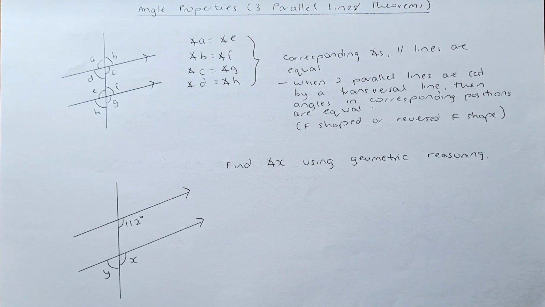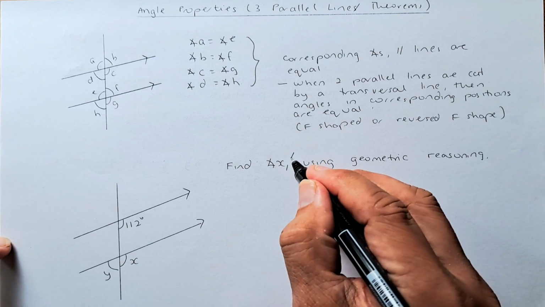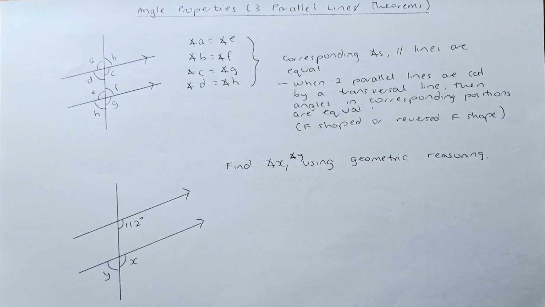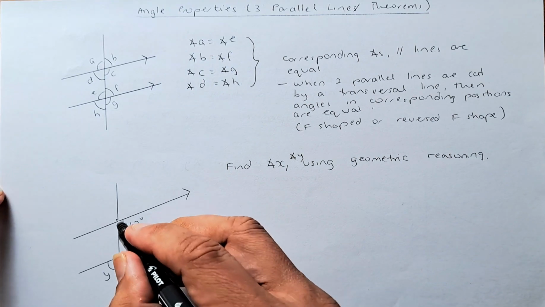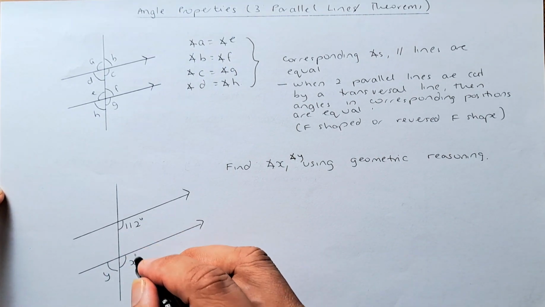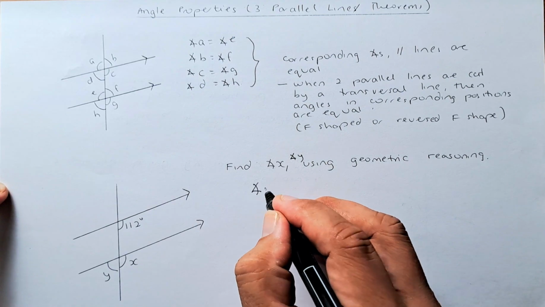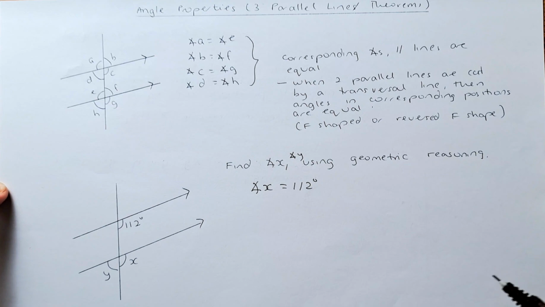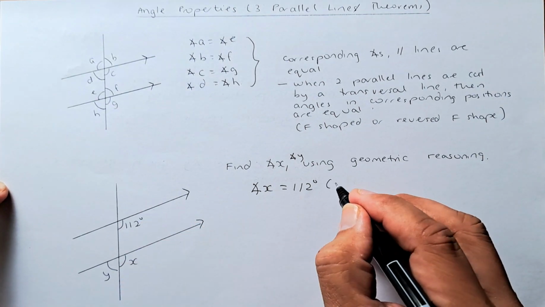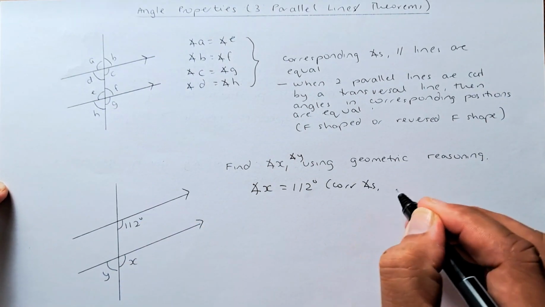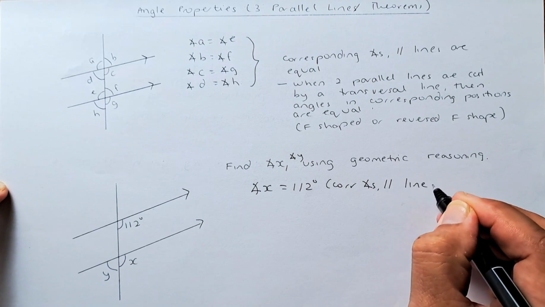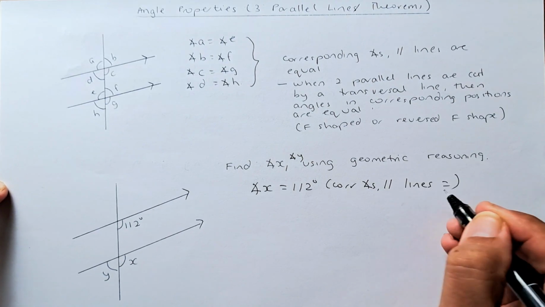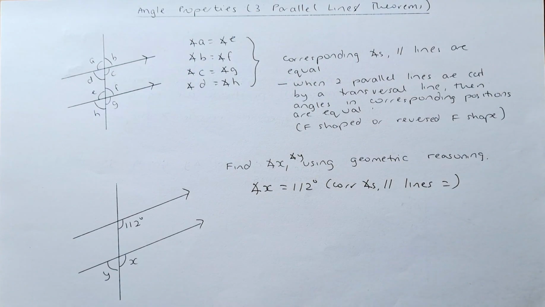We are going to find angle X and angle Y using geometric reasoning. So let's do it. Angle X, if you look at the F, the inside of the F, is very simple. Angle X equals 112 degrees. There's no working required, so automatically you know there are corresponding angles on parallel lines. They are equal. Make sure you put the words parallel lines, because if they are corresponding and not on parallel lines, they are not equal.